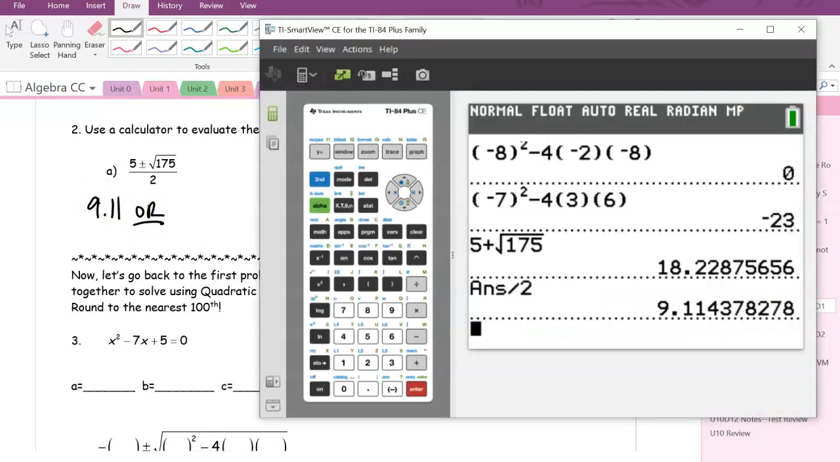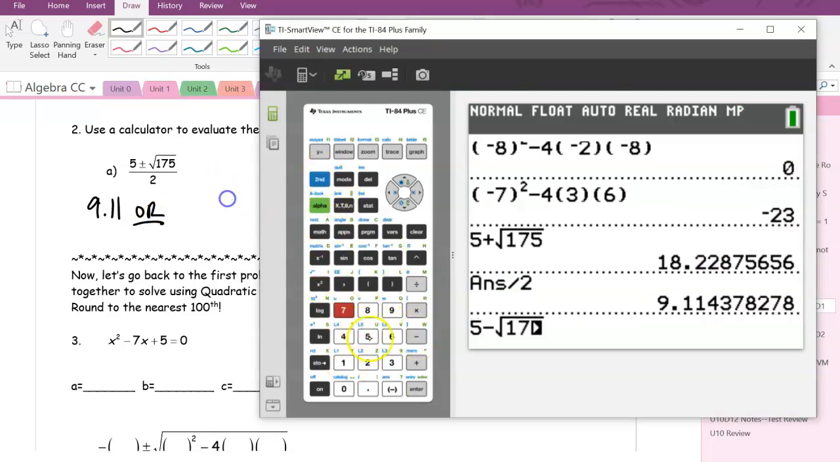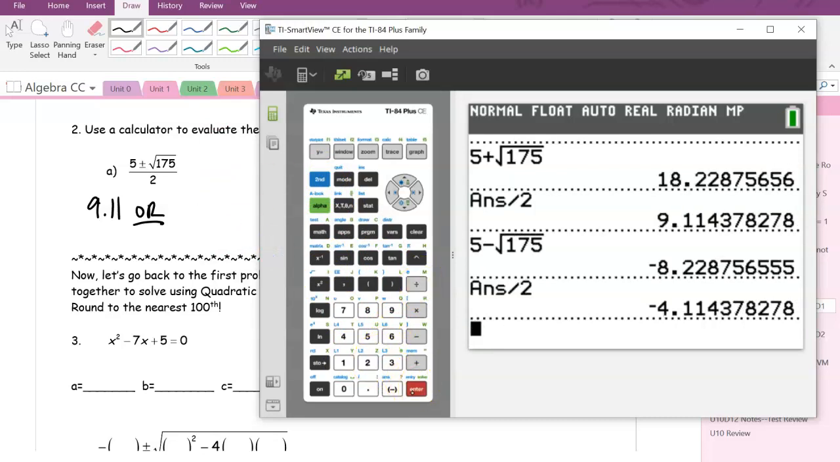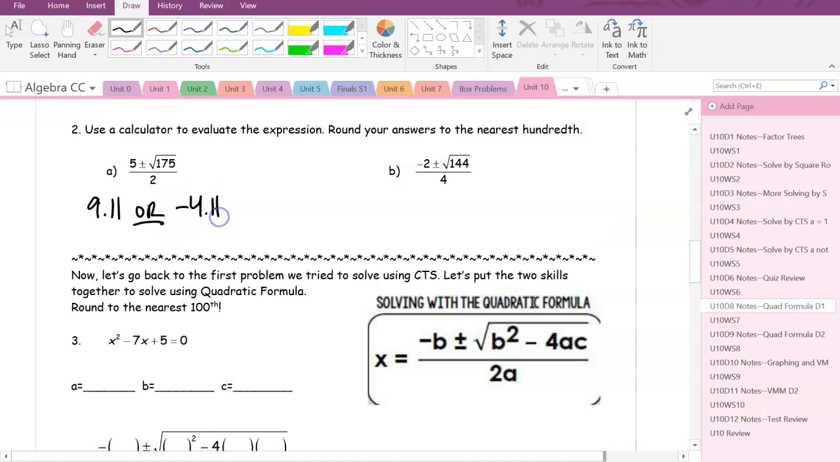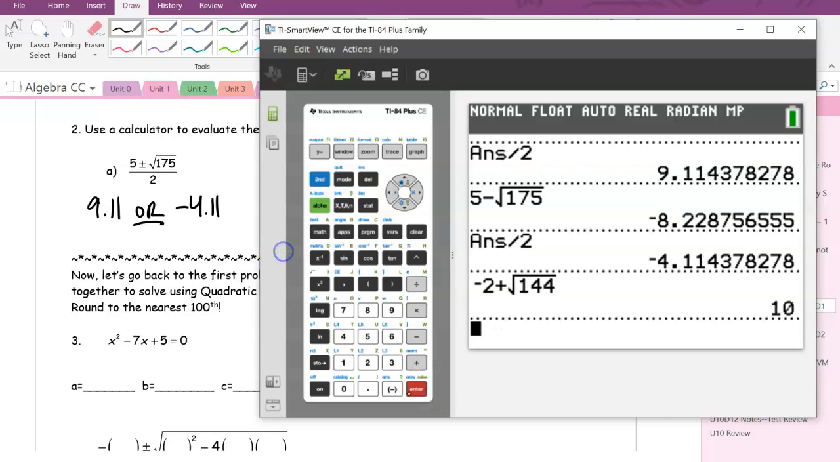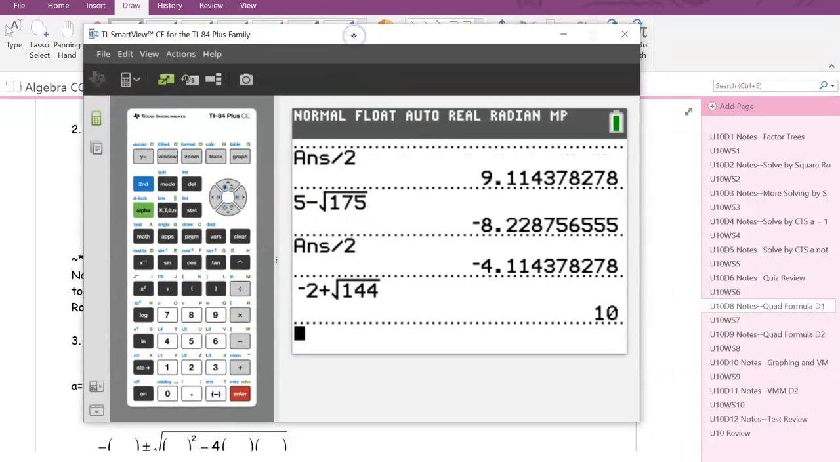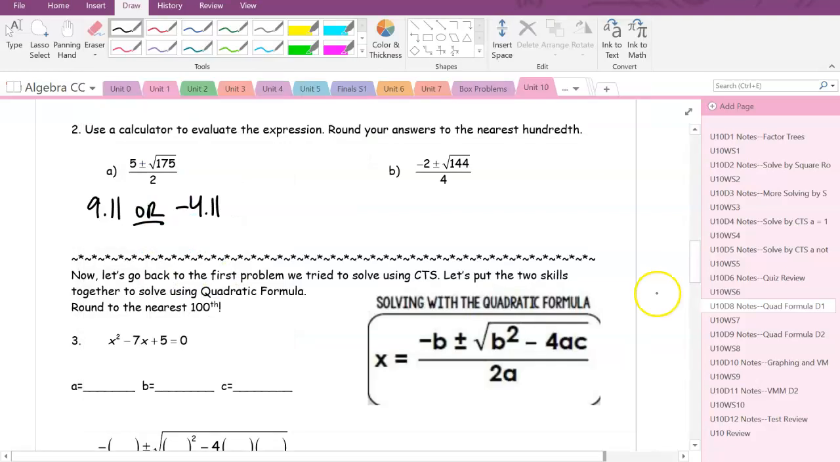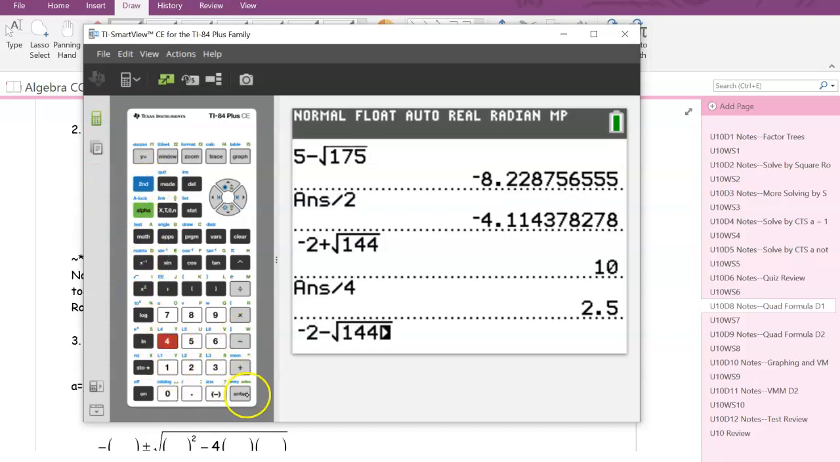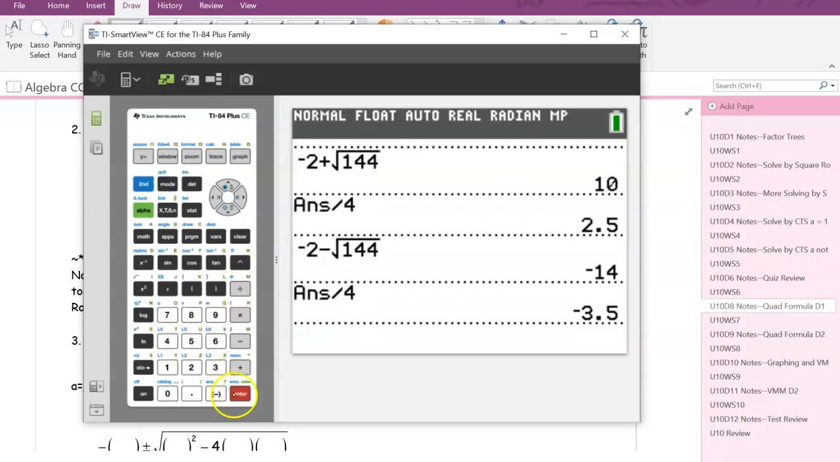Okay, now we're going to do this again, only we're going to use the 5 minus. So this is something you're familiar with from completing the square. Make sure you divide by 2. All right, so negative 4.11. All right, let's try this one more time. So negative 2 plus square root of 144, enter, then divide by your denominator, which is 4. Okay, so 2.5. Or, now we're going to do this again. Notice I'm using the minus this time, and divide by 4.